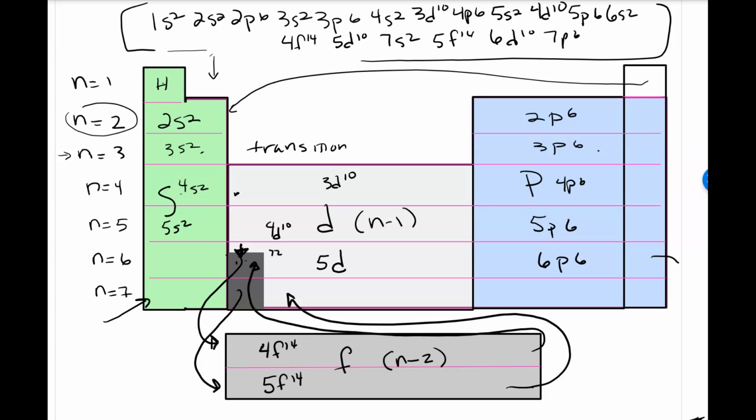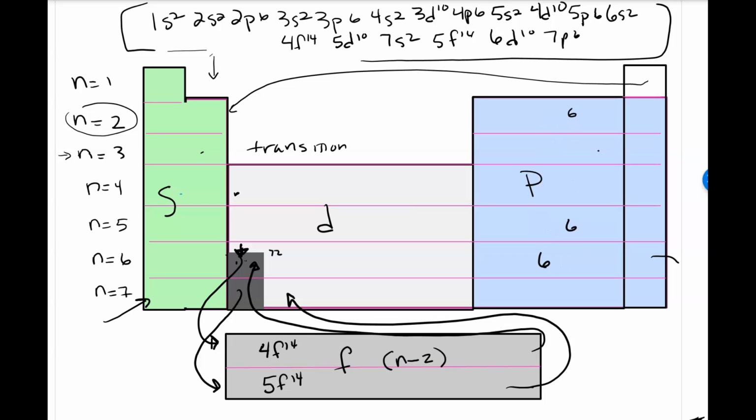So the key points are that there are blocks. The first two columns fill the s orbitals. The transition metals fill d orbitals. The blue block over here is all filling p orbitals. And then down here, the actinides and lanthanides, which are inserted in the middle of the periodic table, those are the f orbitals. And there are 7 f orbitals and 14 electrons fit into them.